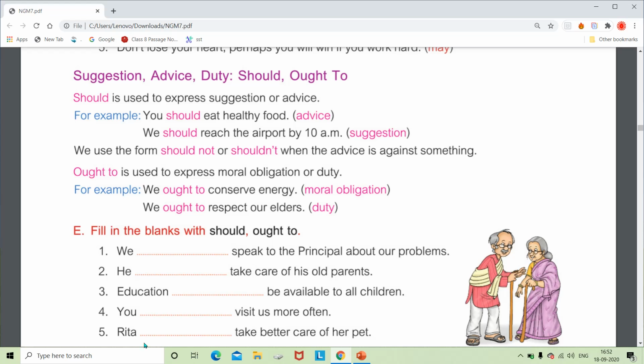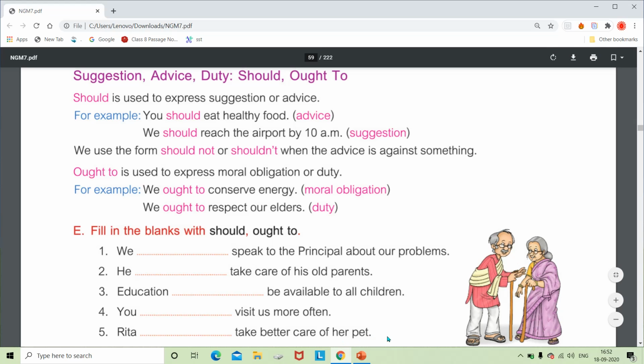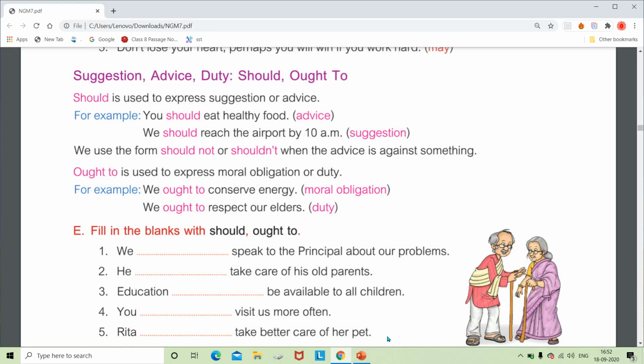Then the fourth one is you dash visit us more often. It is a kind of advice or suggestion, so you should visit us more often. The next is Rita dash take better care of her pet. As it is a dumb animal, we should take very good care of even animals, even plants, everything, because we human beings are the strongest living beings on the globe. It is our moral duty to take enough care of our pet. So Rita ought to take better care of her pet.